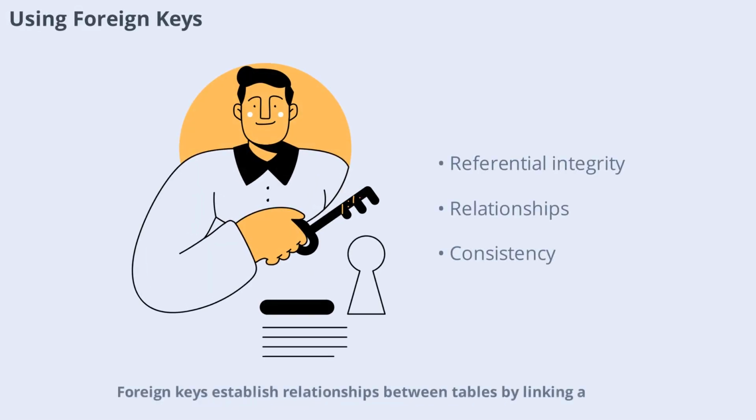Foreign keys establish relationships between tables by linking a field in one table to the primary key of another. This enforces referential integrity, ensuring that related data stays consistent. For example, an orders table might have a customer-id foreign key that links to the customers table. Proper use of foreign keys is crucial for building reliable, interconnected data systems.